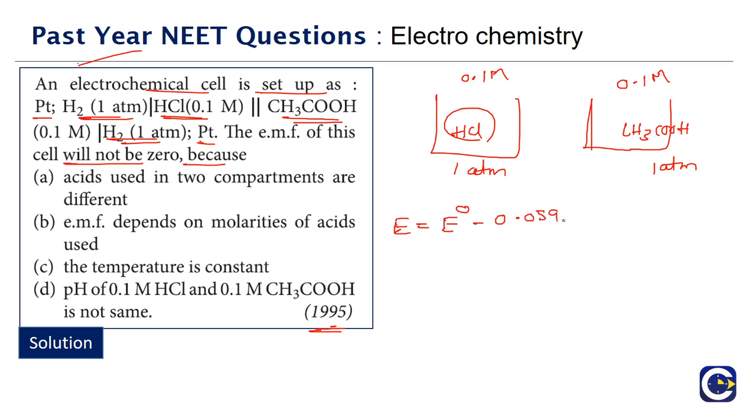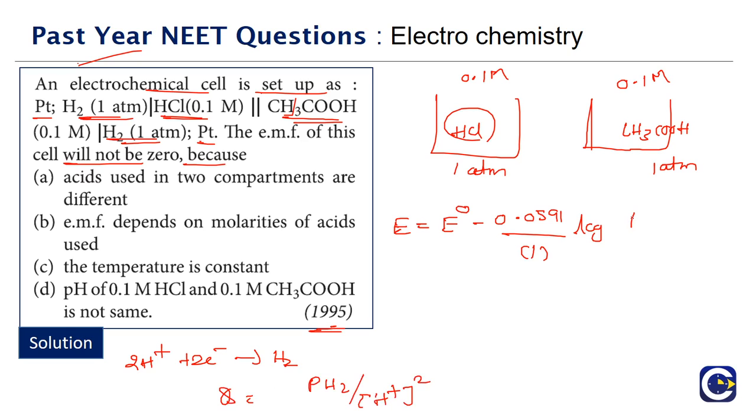assuming we are at the same 298 Kelvin temperature, 0.0591 by n, n is also 1, into log of the reduction equation, right? Will be what? 2H plus 2 electrons gives rise to H2. Which means the Q value will be pressure of H2 on the product side divided by H plus ion concentration squared. So log of pressure of H2 divided by the H plus ion concentration squared.